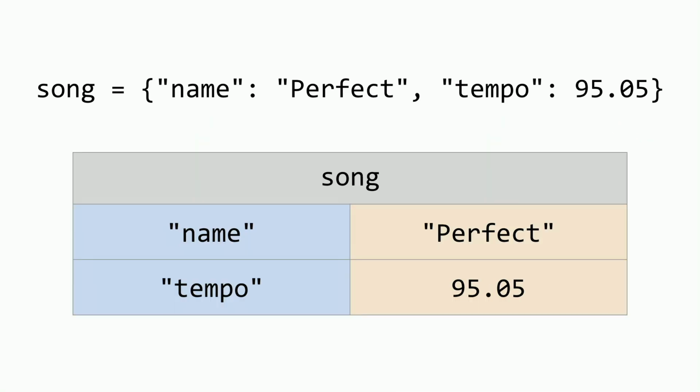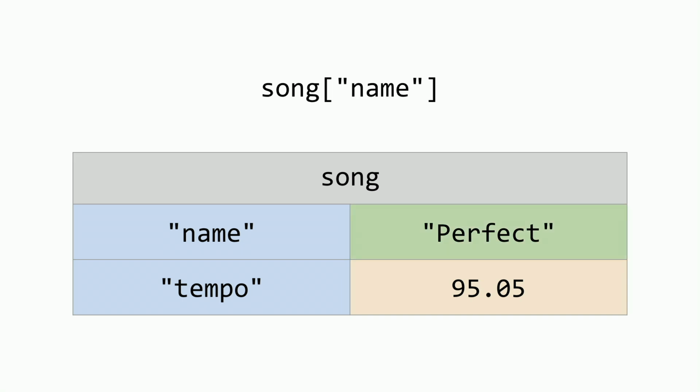So for example, if I translated it into the tables that we love and cherish, this is how it might look like. So in the dictionary called song, on the left-hand side, I have my keys, and on the right-hand side, I have my values. Well, how do I access them? Using the keys, right?